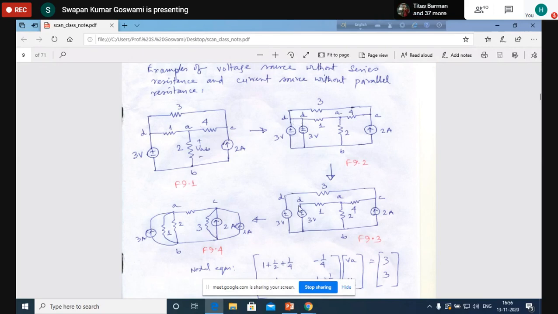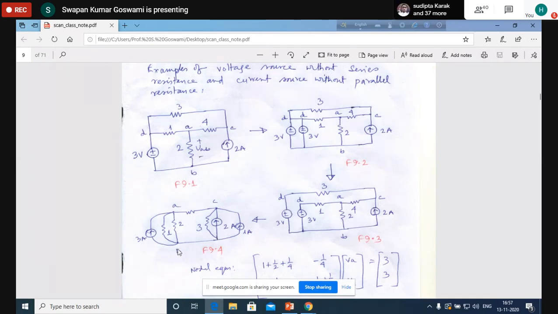Okay, if you remove it from here, now you have a 3-volt source with 3 ohm in series, and a 3-volt source with 1 ohm in series. Easily you can convert this voltage source into a current source. This voltage source also is a current source. So between C and B, there will be a current source. Between A and B, again there will be a current source. That has been done in figure 9.4.